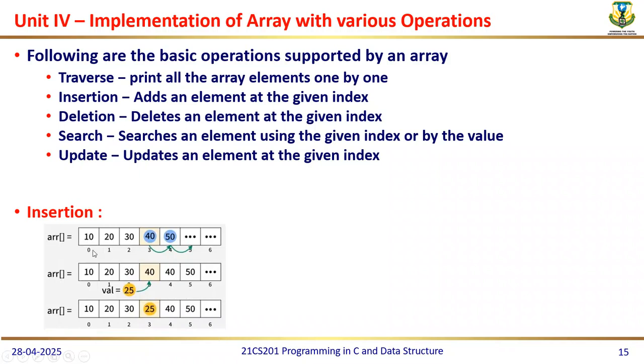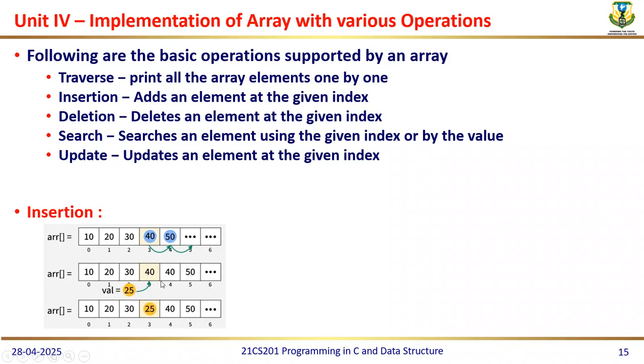According to this example, see here, at the 0th position 10 is stored, first position 20 is stored, second position 30 is stored, third position 40 is stored, and so on. Now I wanted to insert 25 at position 3. So the third position value should be shifted into the fourth position, the fourth position value shifted into the fifth position, and so on. After shifting, 50 is shifted to the fifth position, 40 is shifted to the fourth position, then an empty slot appears, and in this empty slot I insert 25. After insertion, the actual sequence is 10, 20, 30, then 25 inserted after 30, then 40, 50.